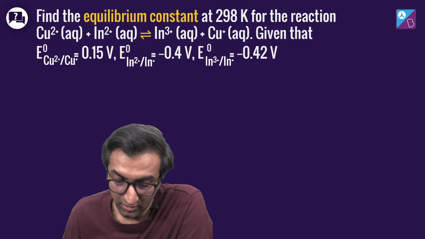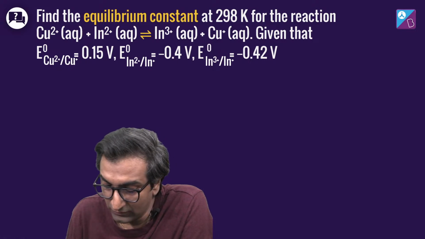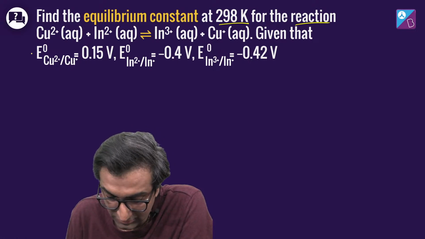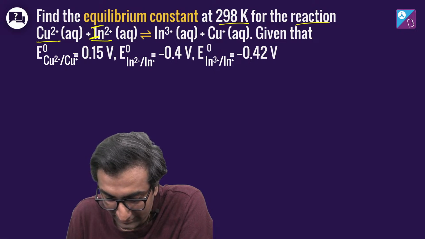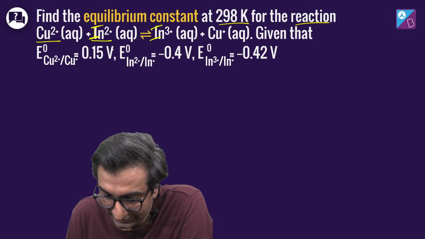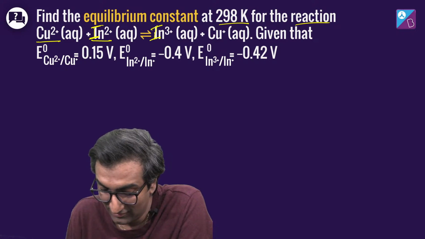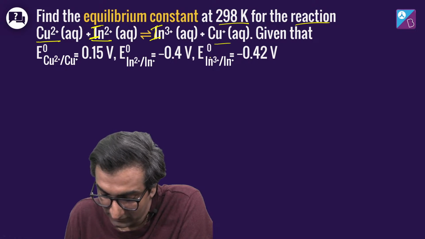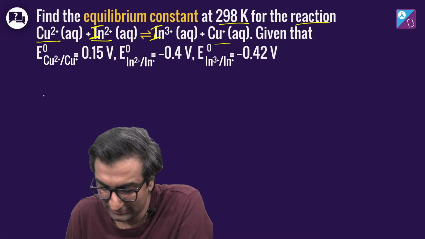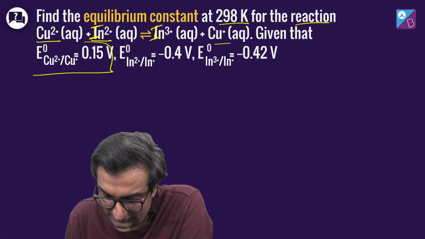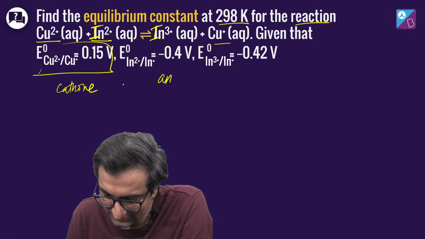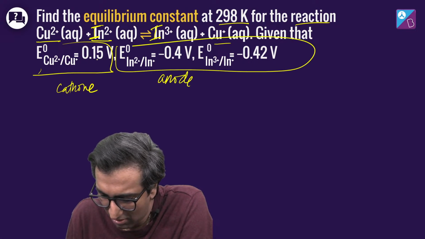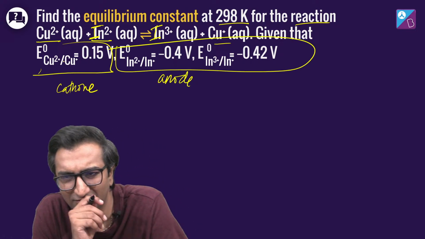It's fun. Okay. Find the equilibrium constant at 298 Kelvin for the reaction Cu2+ + In2+ gives you In3+ + Cu+. That's indium, not L. Given that, this is interesting now. This is the cathode reaction, but the anode reaction is kind of funny. The anode has two given values. How do you do this question?